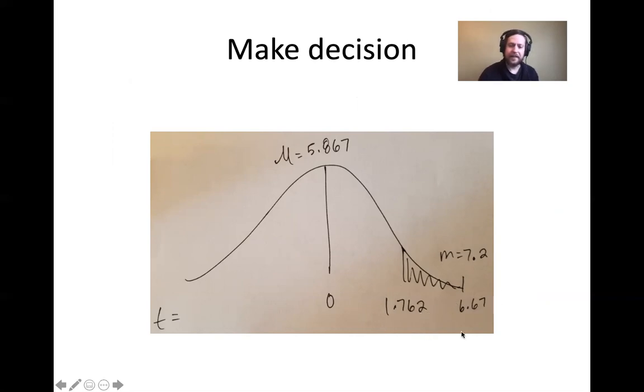But you can see that our calculated T of 6.67, we just calculated that using our T formula, is way out here in the tail. It's way out here in the tail. And so we would reject the null hypothesis. That is, we would conclude that the amount of time that the infants spent paying attention to their mom's voice on day 7 was significantly more time than the amount of time they spent paying attention to their mom's voice on day 1. That is, the sample mean of 7.2 is significantly greater than the population mean of 5.867.